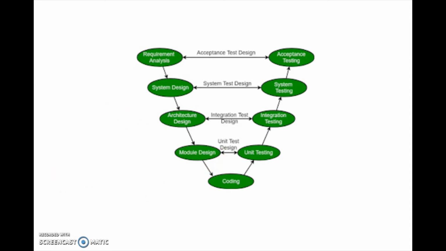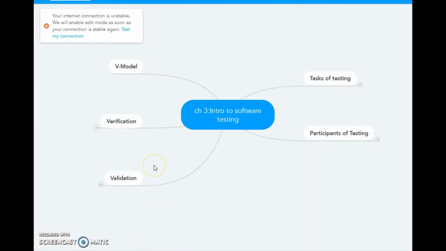The tagline for verification is basically: are we building the product right? Now what does this mean? I'll explain how exactly the verification process happens so that you can understand this tagline of are we building the product right. Before building the product itself, we are trying to make sure that the product is built right or not.